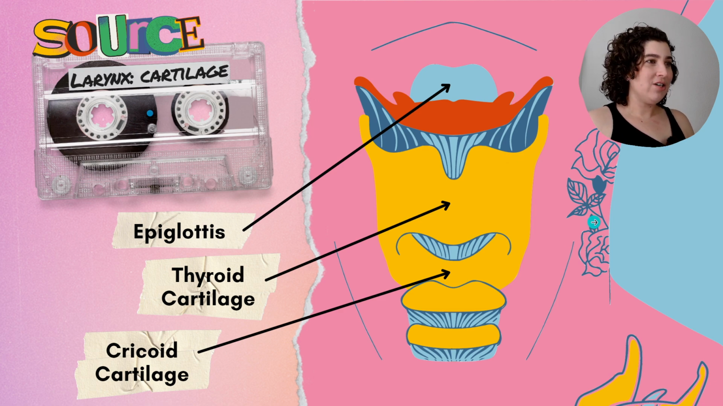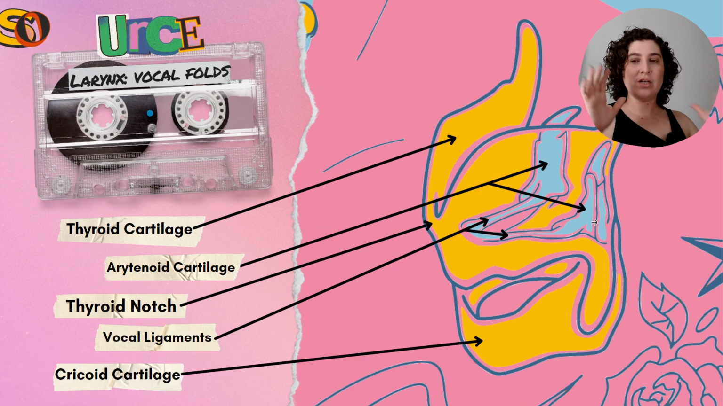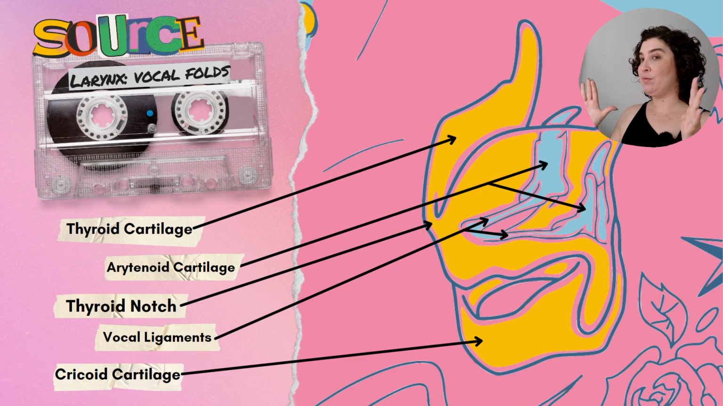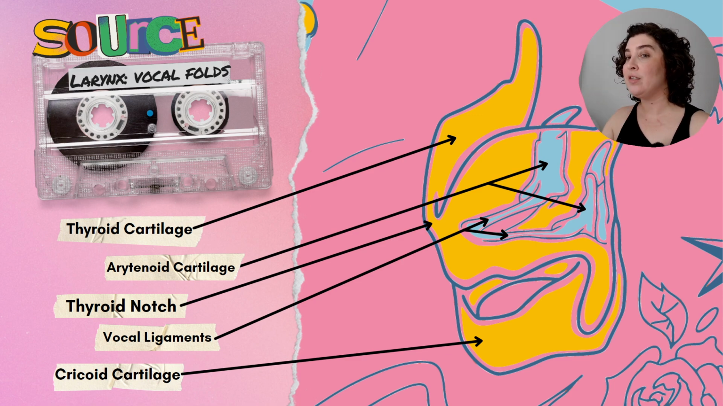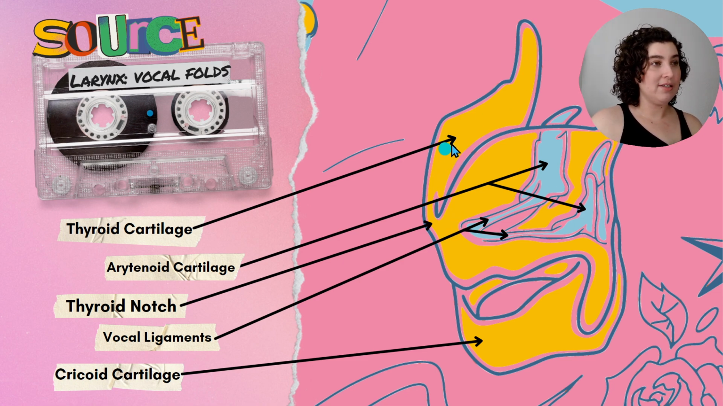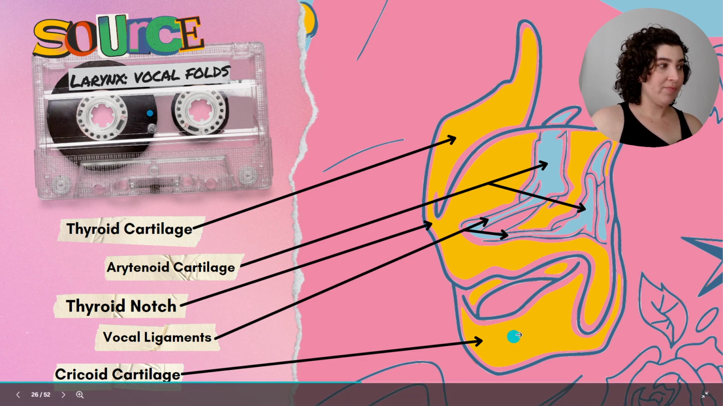Now, let's look at this from a different angle. So we were just looking at the larynx head on. Now we're looking at it from this perspective, okay? So the front is here and the back is here. So it's easier to see now. The thyroid cartilage has this saddle shape, right? And then it's sitting on top of the cricoid cartilage, which is this ring.